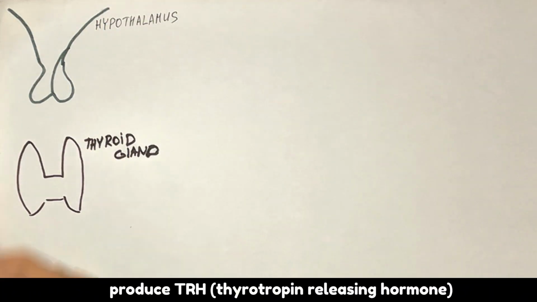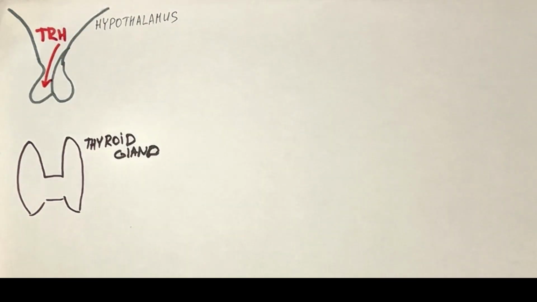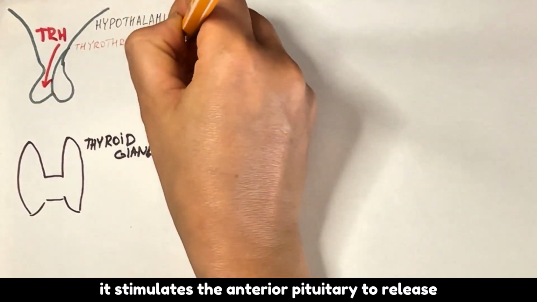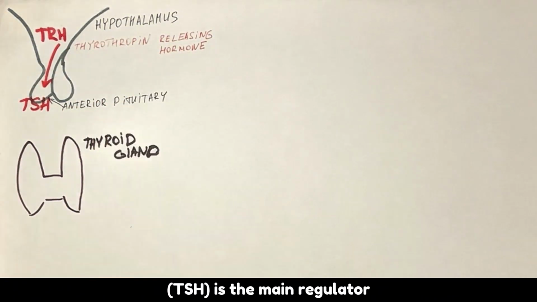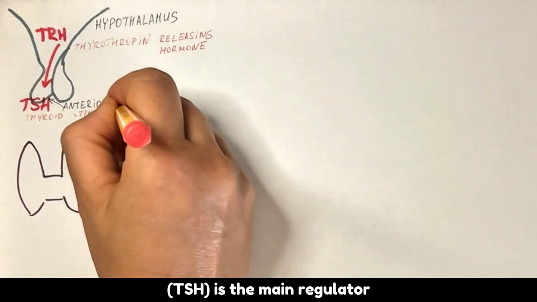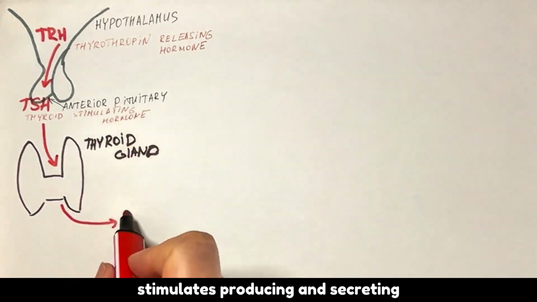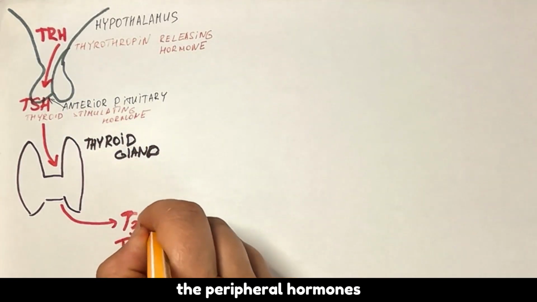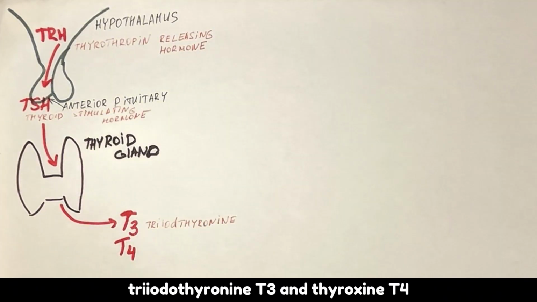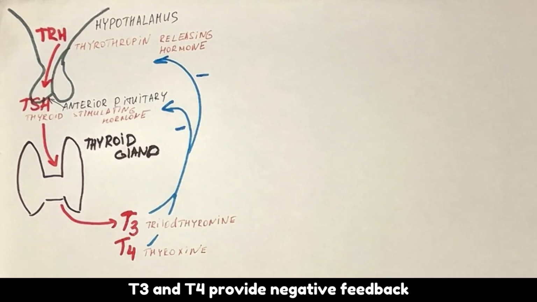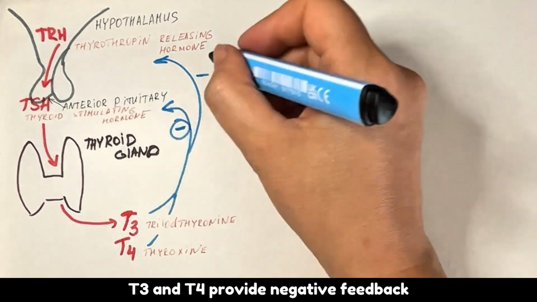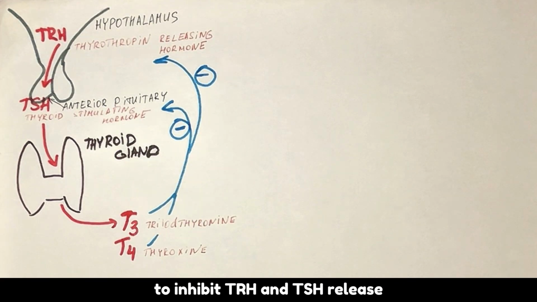TRH, thyrotropin releasing hormone. It stimulates the anterior pituitary to release thyroid stimulating hormone. TSH is the main regulator, stimulating the production and secretion of the peripheral hormones triiodothyronine, T3, and thyroxine, T4. T3 and T4 provide negative feedback to inhibit TRH and TSH release, maintaining hormonal balance.